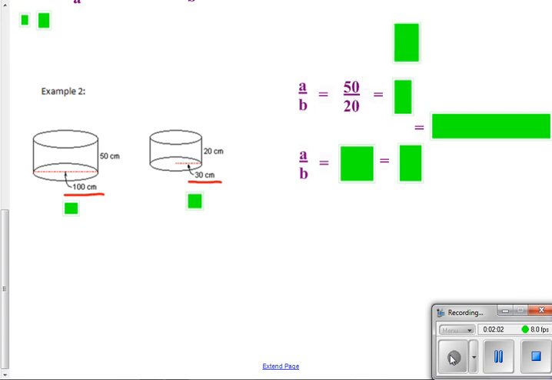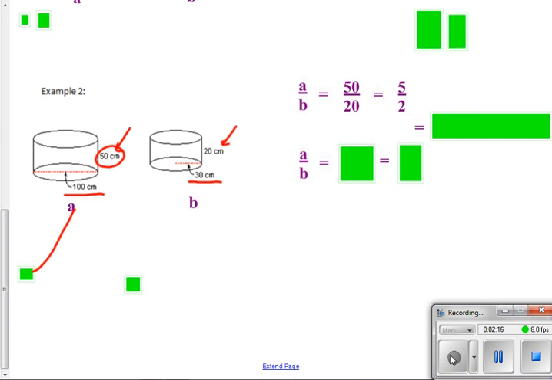So in A, I'm going to start you off with 50 and 20. This is figure A. Here's figure B. In figure A, 50 corresponds with 20. 50 over 20 would reduce to 5 halves.